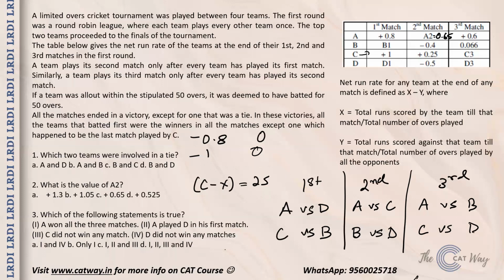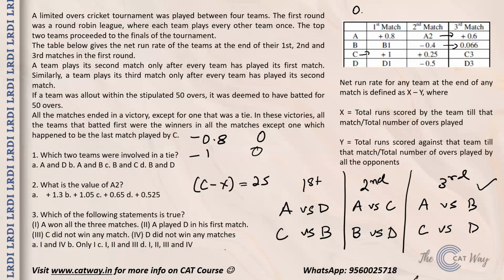Because A and B playing in the third round is never possible, for a very simple reason. You see the difference that is arising in the net run rate of B and the difference that is arising in the net run rate of A. So A was at 0.65, right? A was at 0.65, whereas now it is only at 0.6.